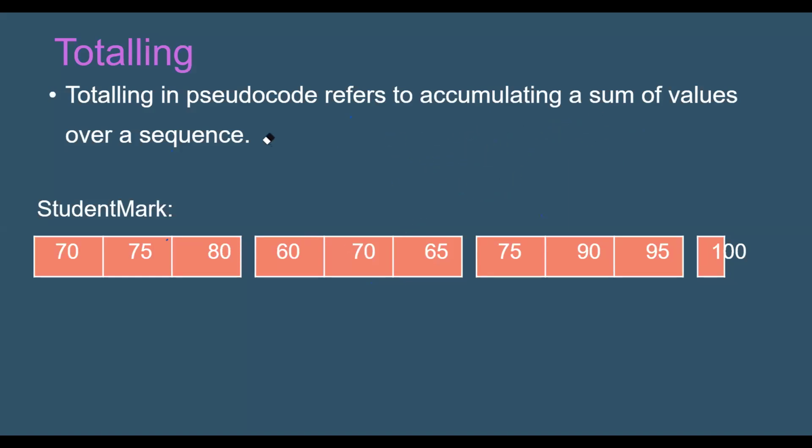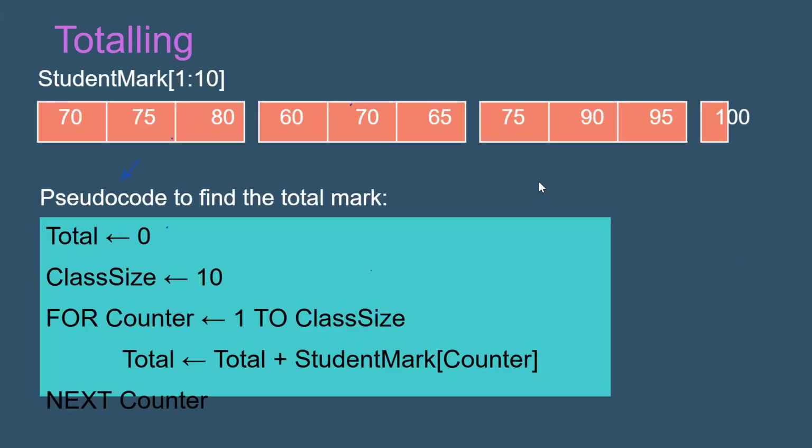So now have a look, please. Can you read what this is? Totaling in pseudocode refers to accumulating a sum of values over a sequence. So this is the student mark, and this is an array that's called student mark, and it has a list of numbers. So if I want to sum all these numbers, there is a fixed algorithm for that.